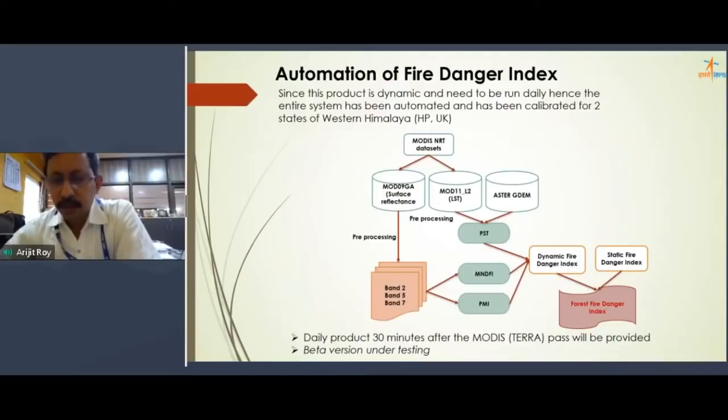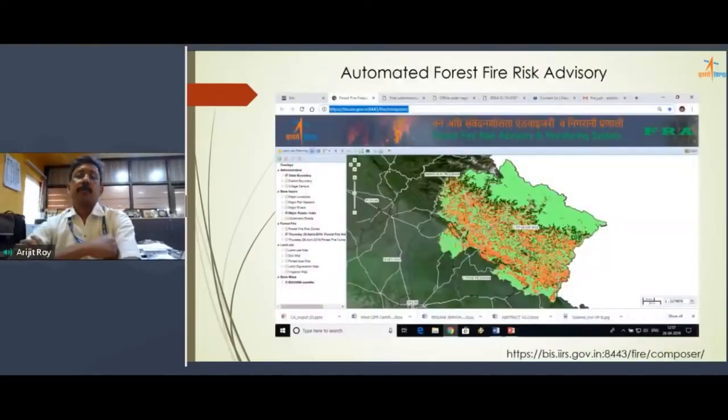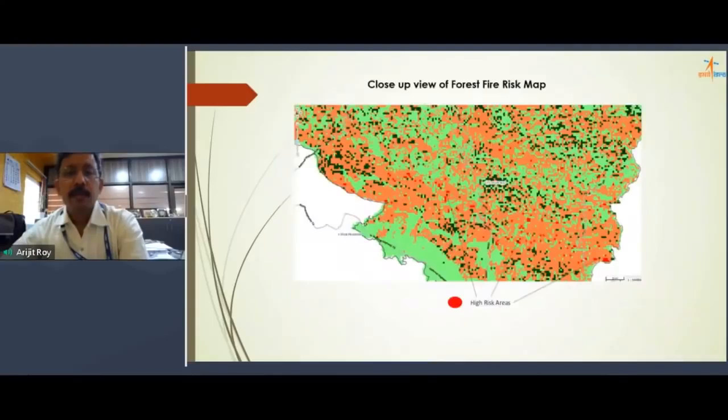The beta version is now, in fact, we are providing a scientific version to the forest departments as an automated forest fire risk advisory, which is known as the Forest Fire Risk Advisory and Monitoring System, FRAMS. And this is providing the areas which are at very high risk on a daily basis.